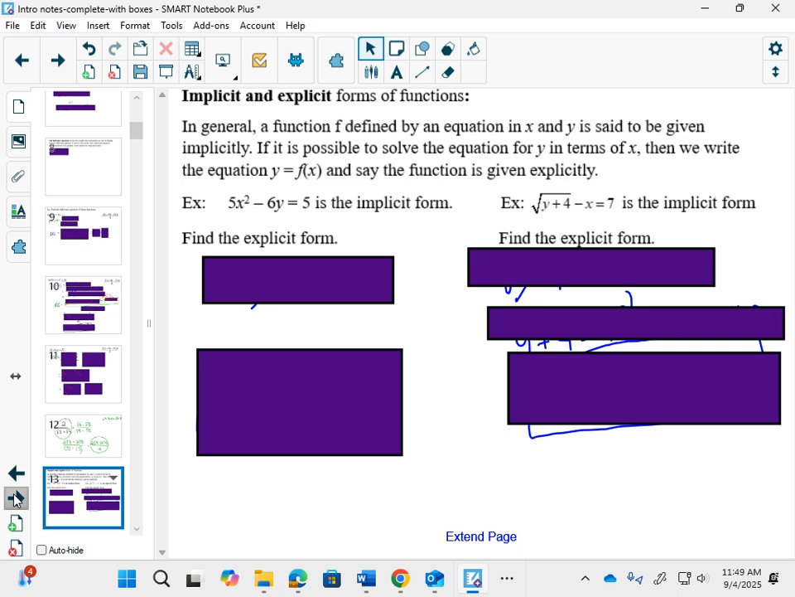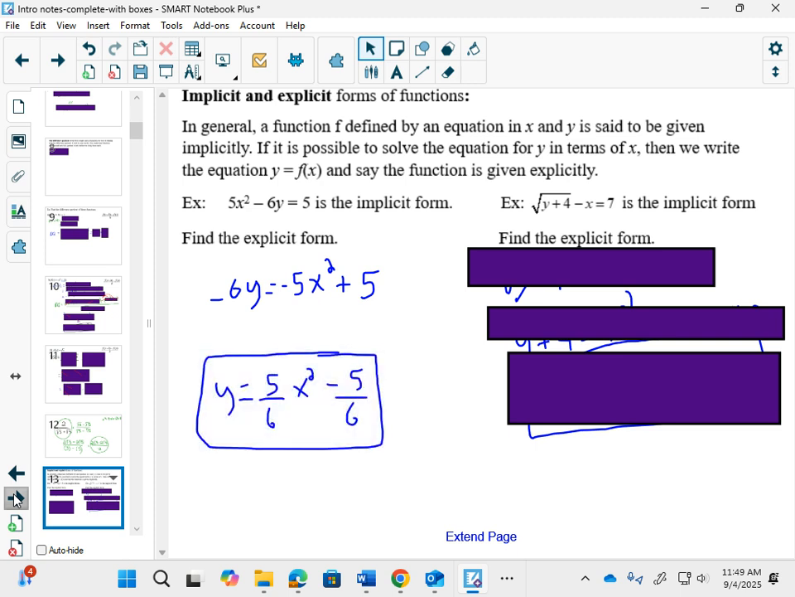So here, I have 5x squared minus 6y equals 5. This is the implicit form because the y isn't by itself. I could rearrange this by getting the y all by itself on one side, then dividing everything by a negative 6, and then I would have an explicit form. This, you could type into your graphing calculator.